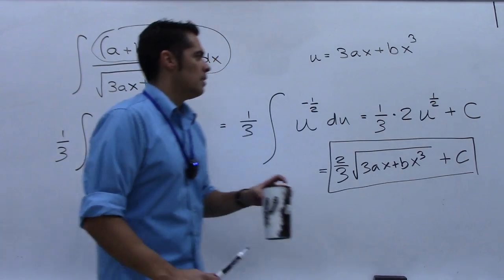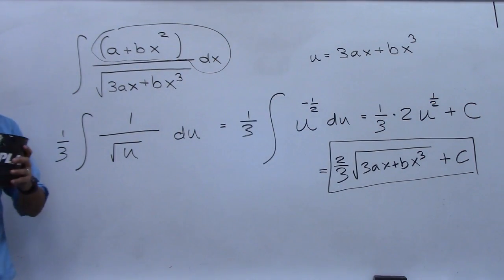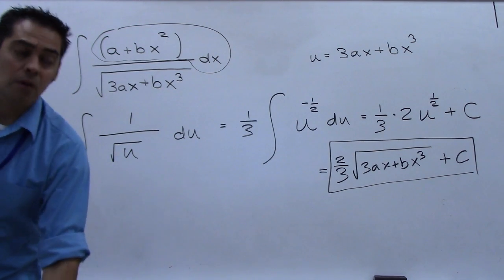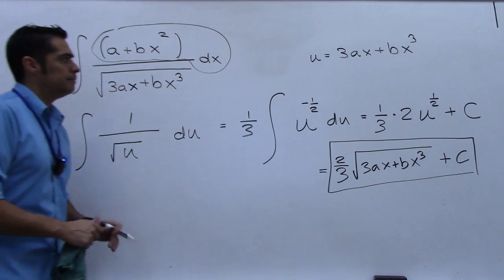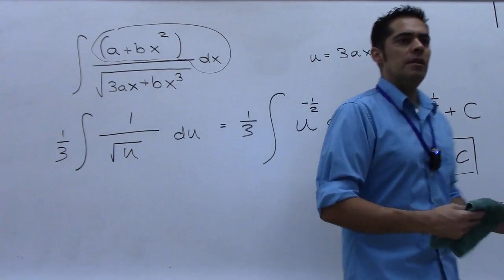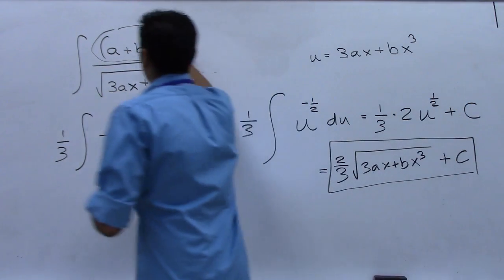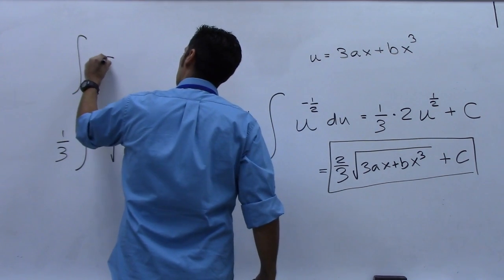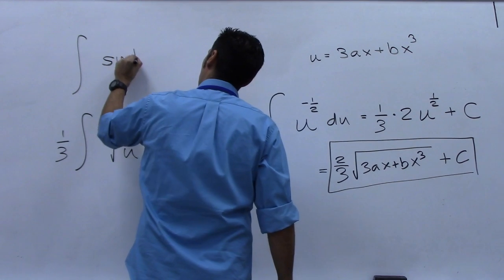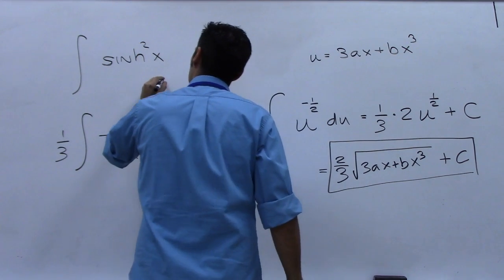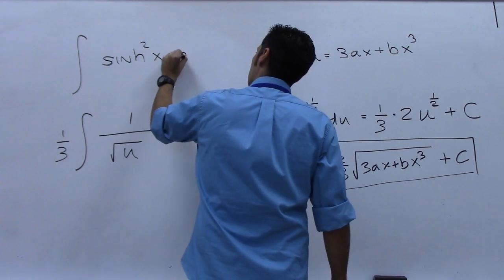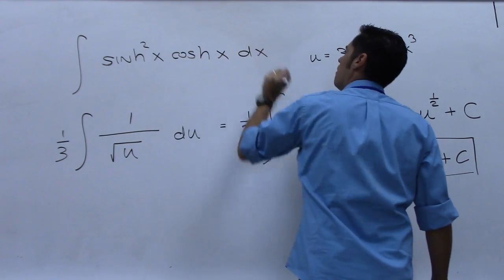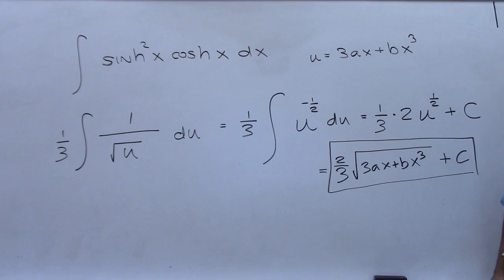Okay. Was the trouble with the a and the b, like what are those? I just didn't know what to make a u. I just didn't see it. Okay. Which one? Can you read it to me? Sine hyperbolic squared x.